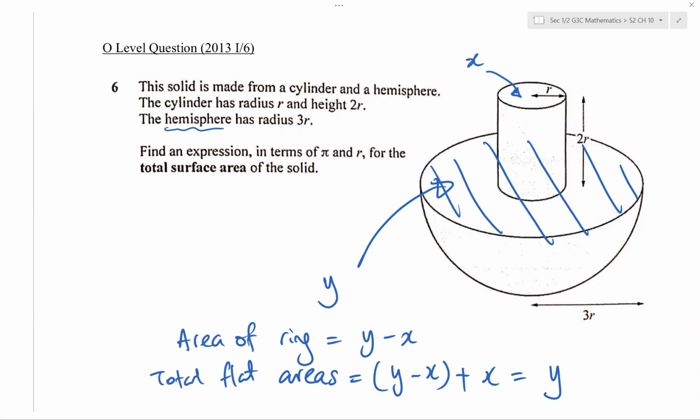Don't need to go through the trouble of finding the area of the ring. Just pi times radius, in this case 3r, squared, for the total flat surface. So that's how you reduce the amount of work that you have to do.